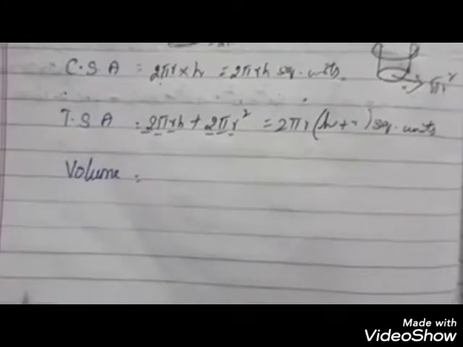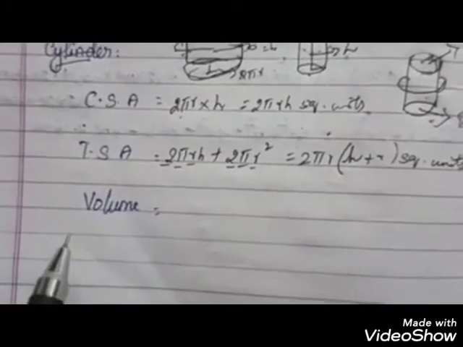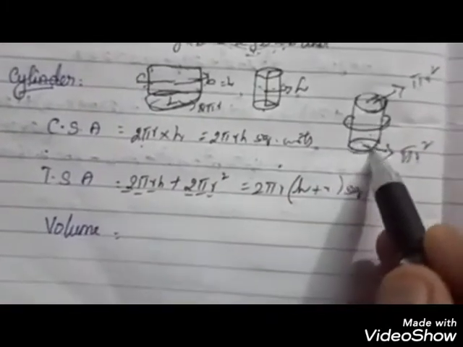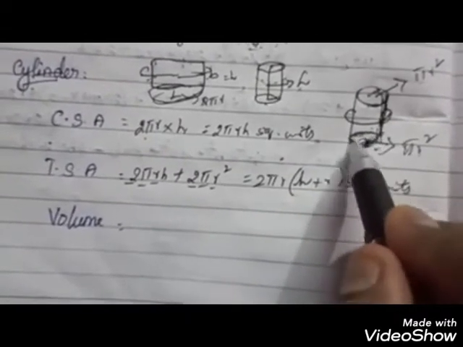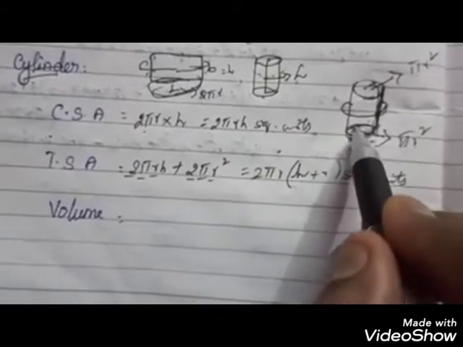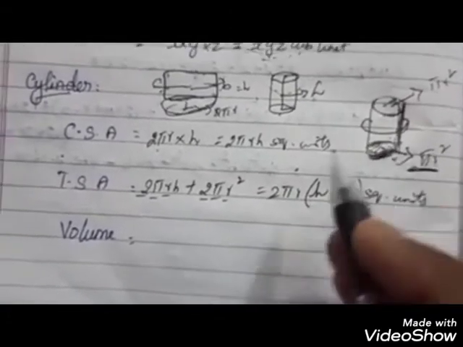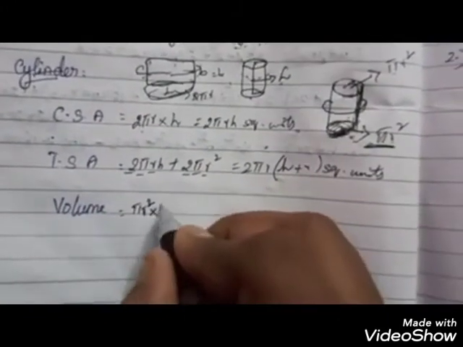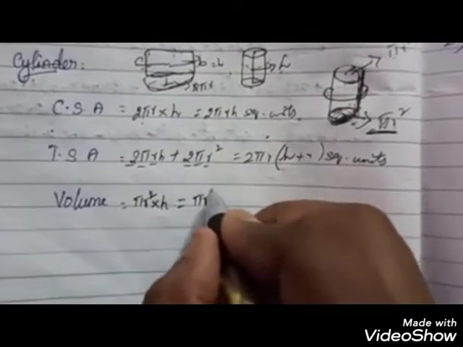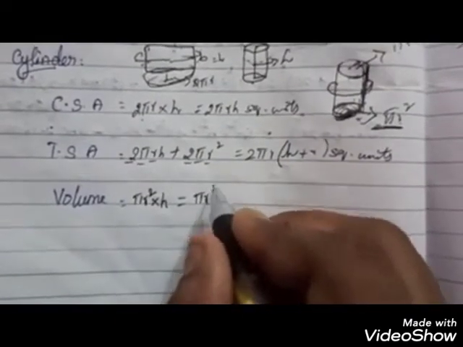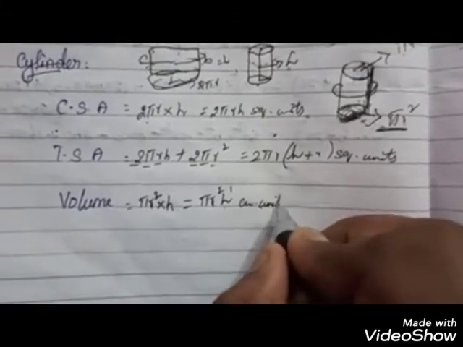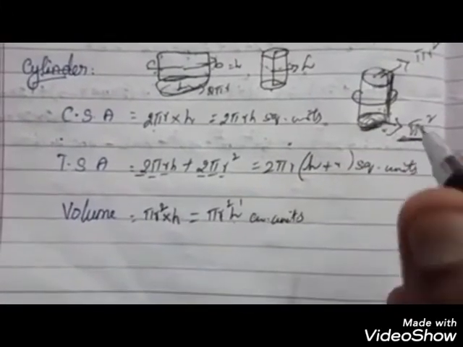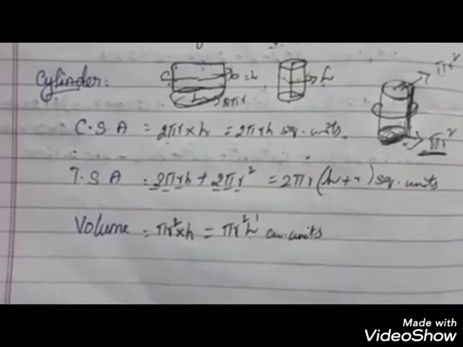And another thing, volume. What is the basic concept of volume? Area of a base into height. Area of a base into height. So the area of a base is pi r square, into height, which is h. Pi r square h. Here radius has power 2 and height has 1, so totally 3, cubic unit. Whatever it is, for volume your unit should be cubic units.